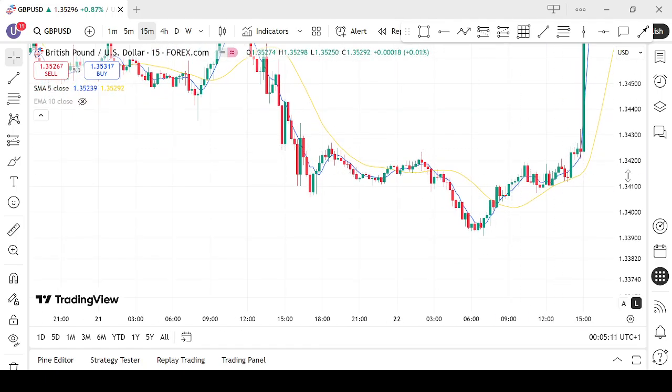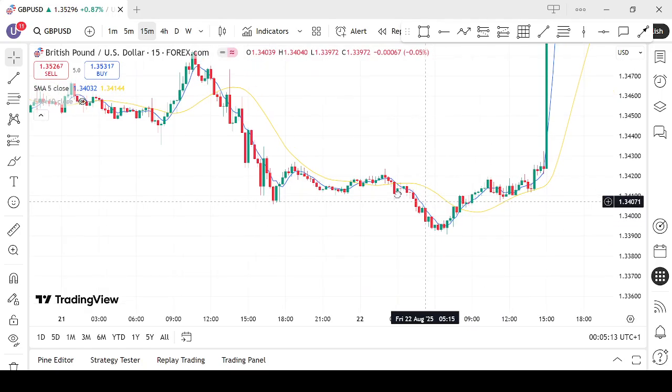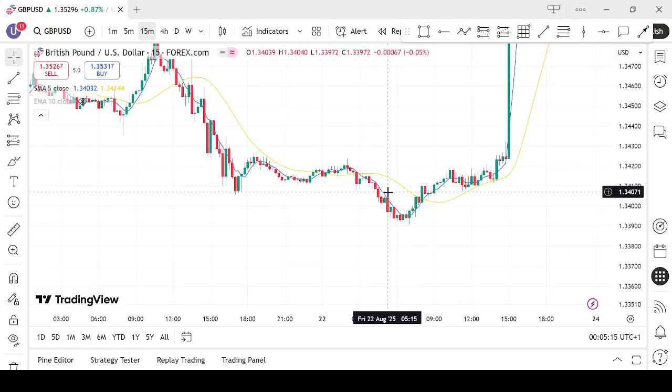Now, the second step we'll look at will be to identify the trend. We'll use the moving average to identify the trend of the market. If price is above all three moving averages, it indicates an uptrend.